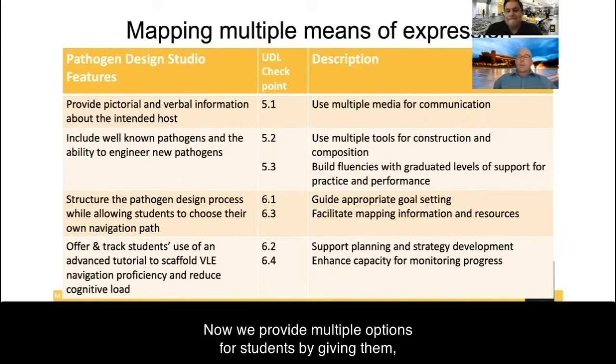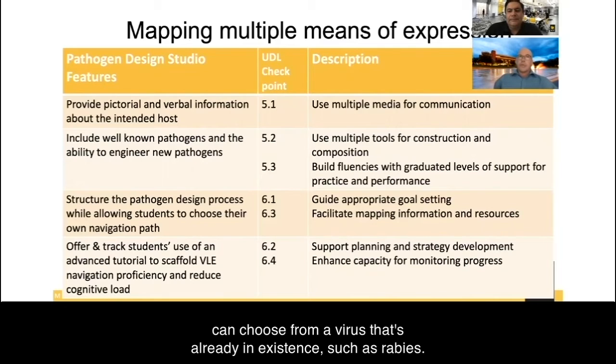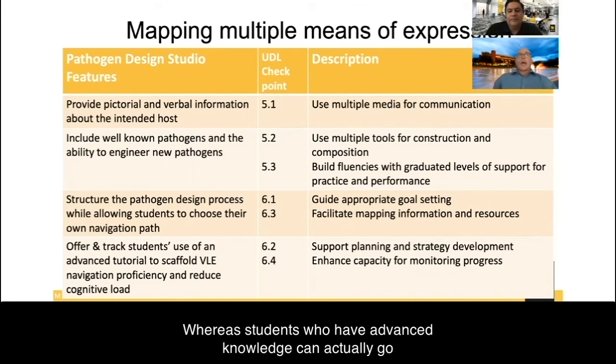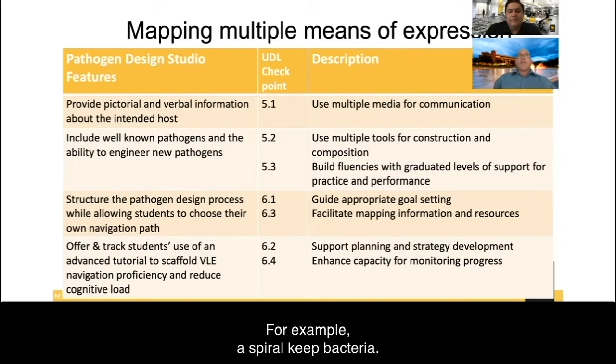Now, we provide multiple options for students. For example, students who have limited background knowledge can choose from a virus that's already in existence, such as rabies. Whereas students who have advanced knowledge can actually go into the pathogen design studio and develop their own bacteria, for example, a spirochete bacteria.